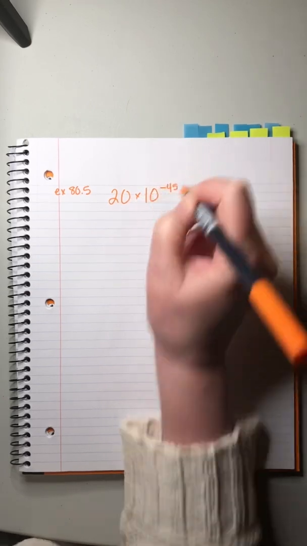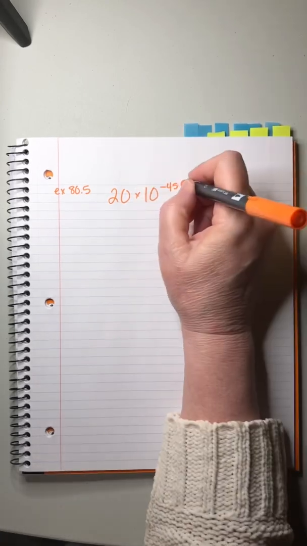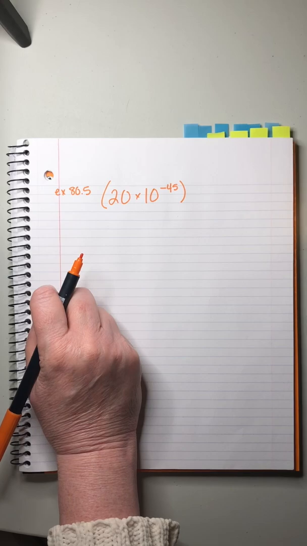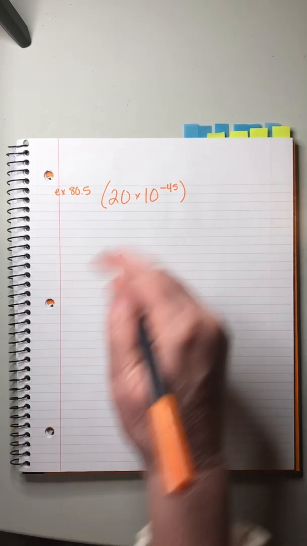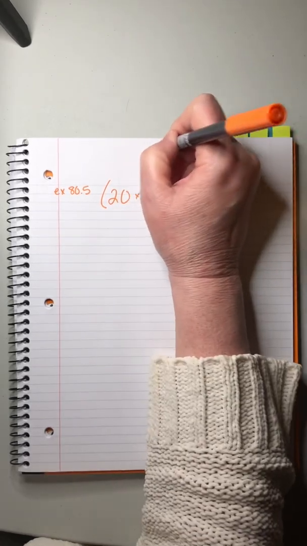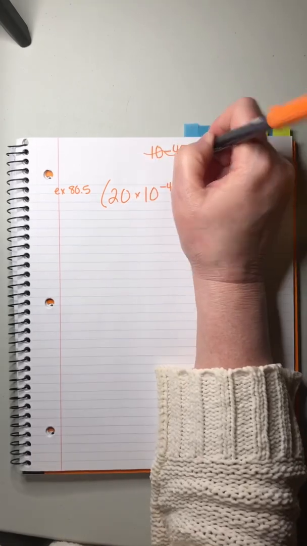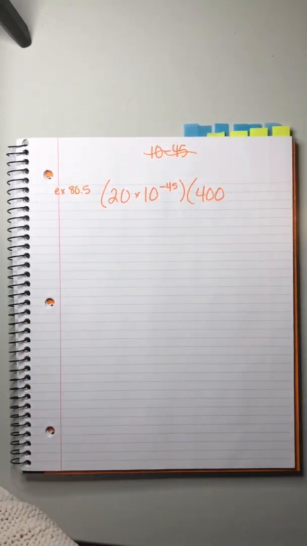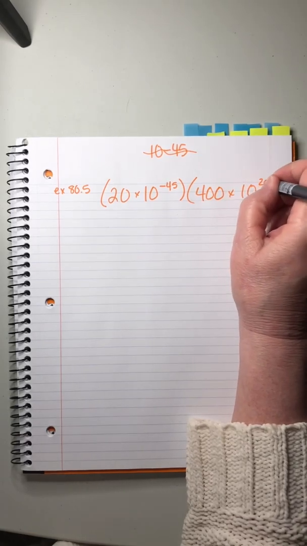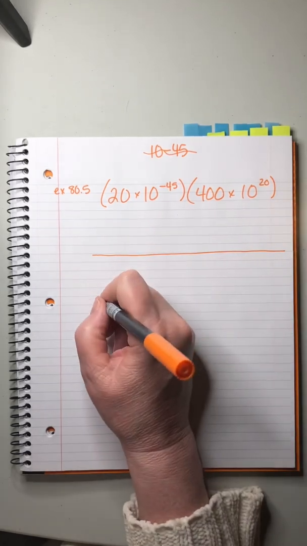Make sure you're writing neatly enough and big enough so that you can see your exponents really clearly, but you also know that they're exponents and they don't just look like big chunky numbers, right? You don't want it to look like this. That's way confusing, right? You want to make sure it's clearly an exponent. 400 times 10 to the 20th. Leave some space to work. Leave some more space to work.